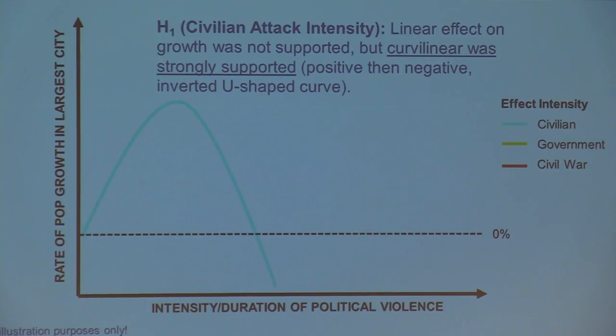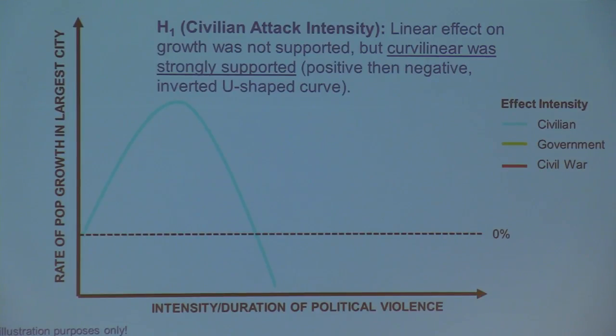So for the first hypothesis, which states the more lethal the attacks against civilians, the slower the population growth in a larger city, we did not find support for a linear effect, but we found strong support for a curvilinear effect. So at low levels of civilian attack intensity, growth in the largest city is not deterred by political violence, which is what the first part of that curve shows you. There's still growth. However, at moderate increase in level of civilian attack intensity, growth in the largest city, the nation's largest city, slows considerably, and at very high levels of attack intensity, it actually decreases. So the population size in the largest city decreases.